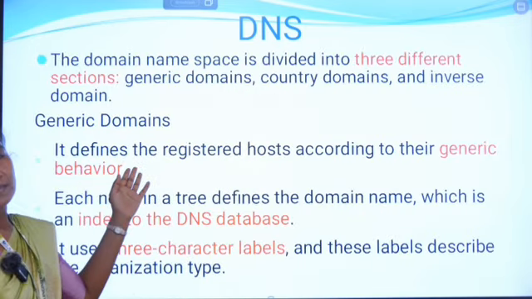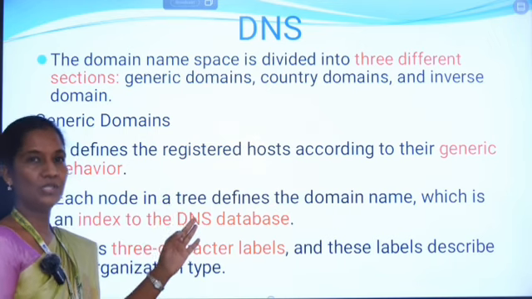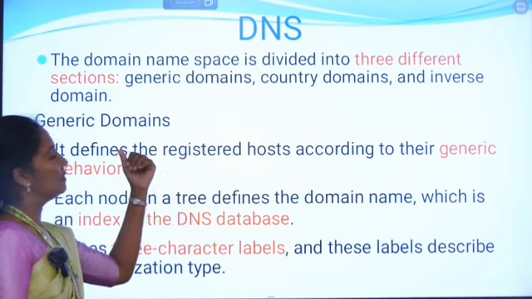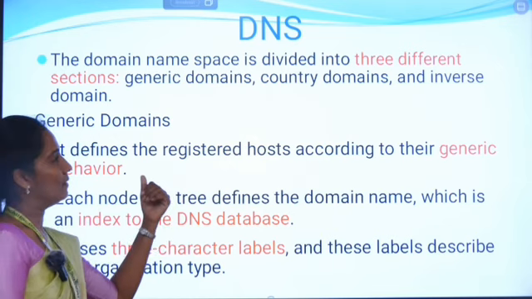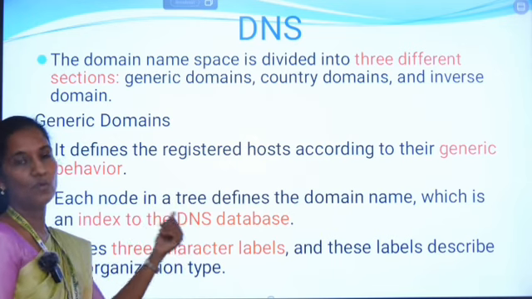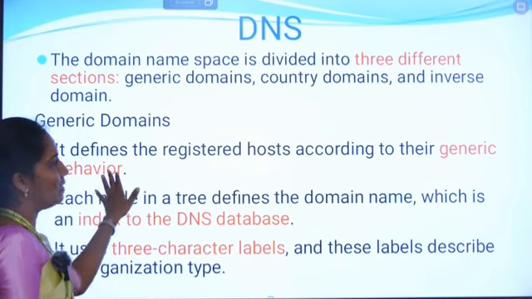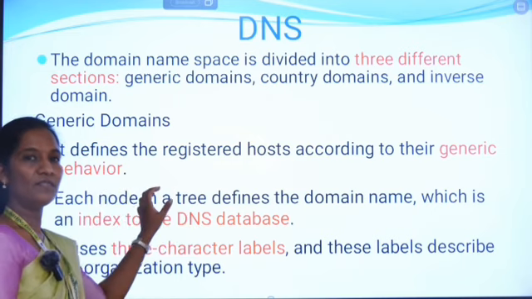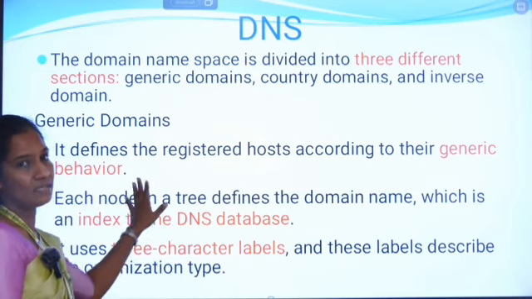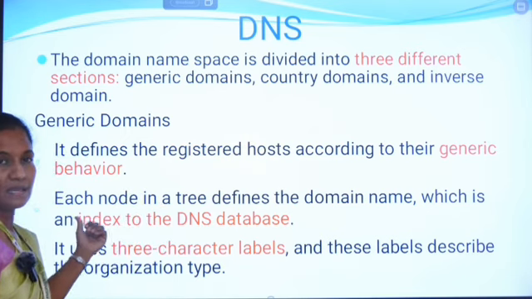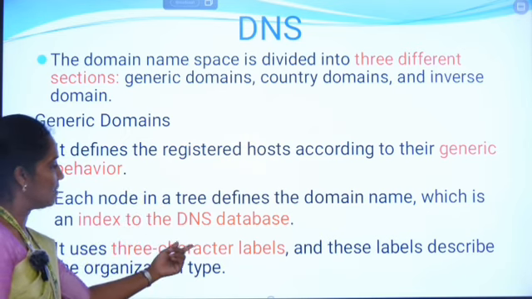This domain namespace is divided into 3 sections. The first section is country domain, the second is generic domain, and the third is inverse domain. We'll see the first domain, called generic domain. In this generic domain, the generic behavior of the registered host is defined. Means, in this, the domain name will be the index to the DNS database.